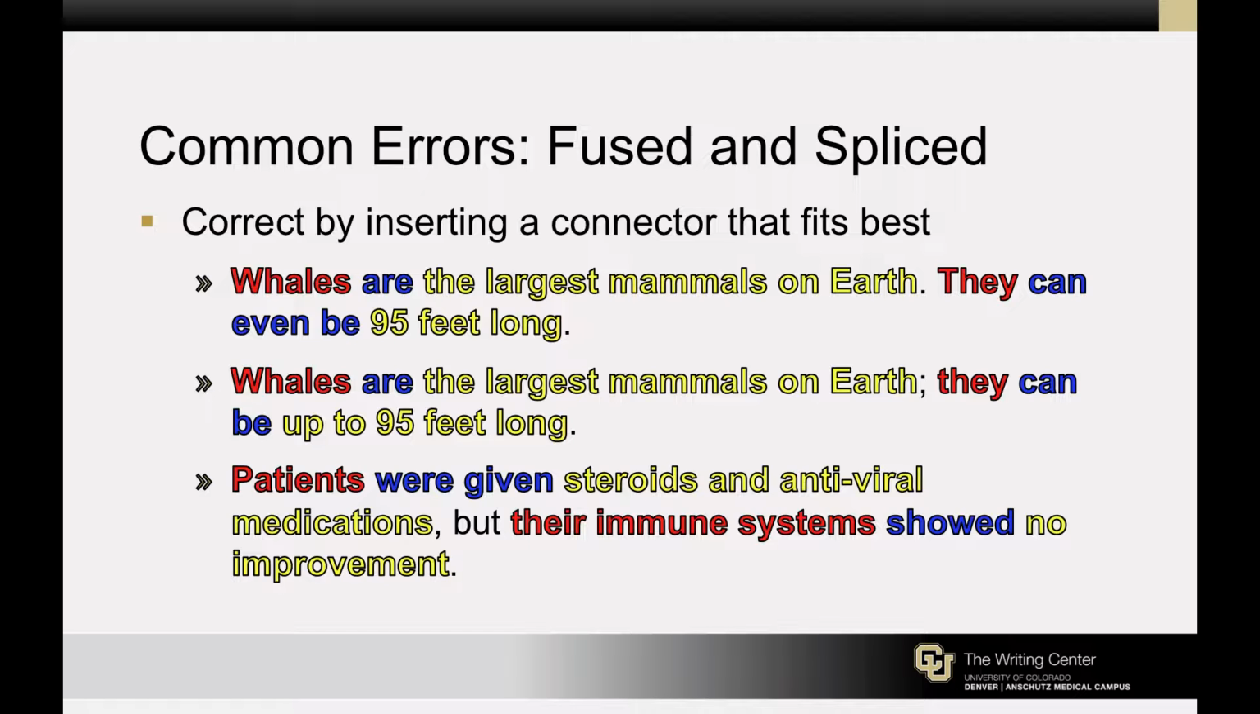We can correct both fused and spliced sentences by inserting the connector that best fits our meaning. Think about the rhetorical effects of the sentence connectors that we discussed. Do you want your reader to completely stop at a period, pause at a semicolon, merge with a comma and coordinating conjunction? You can try out different options for different effects, but make sure one of these connectors is used to properly combine the two independent clauses.